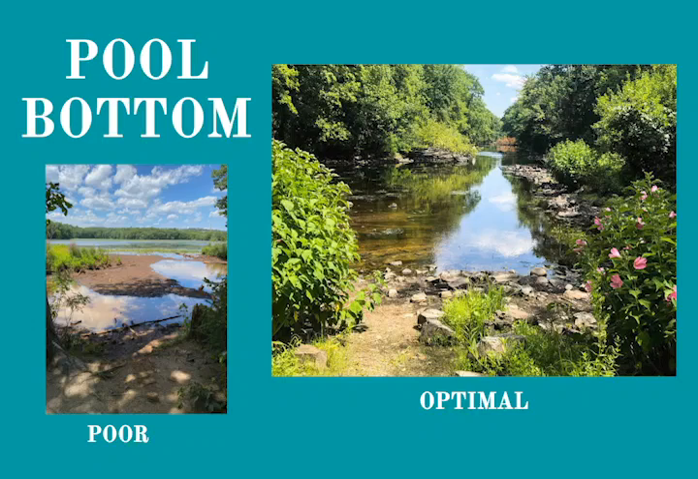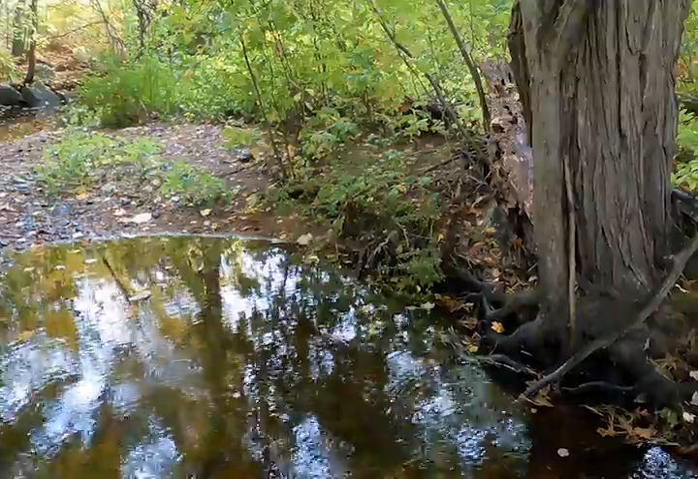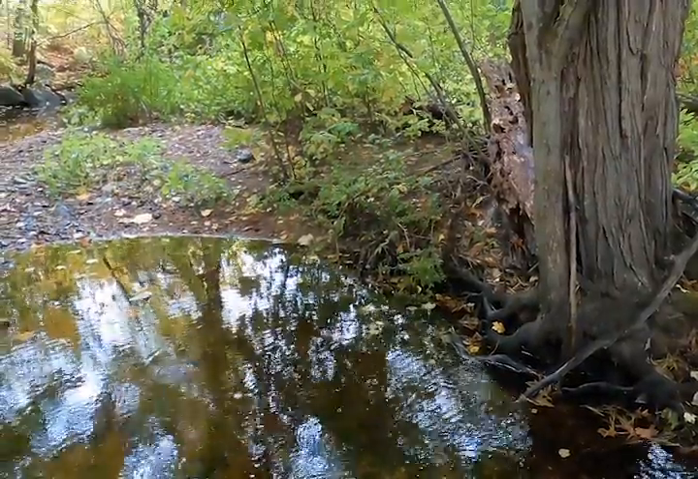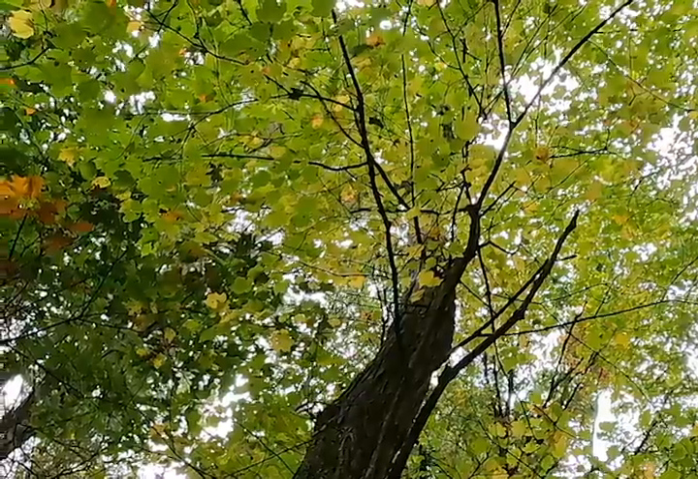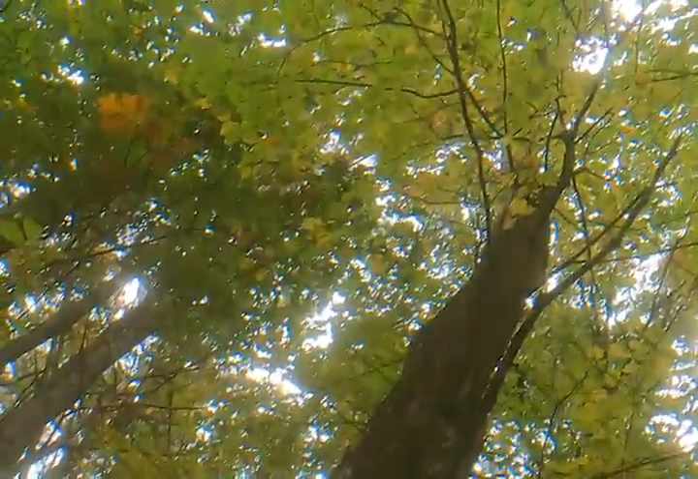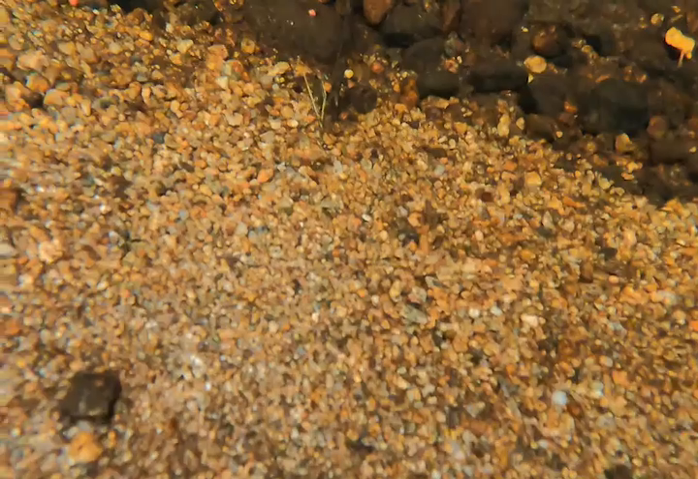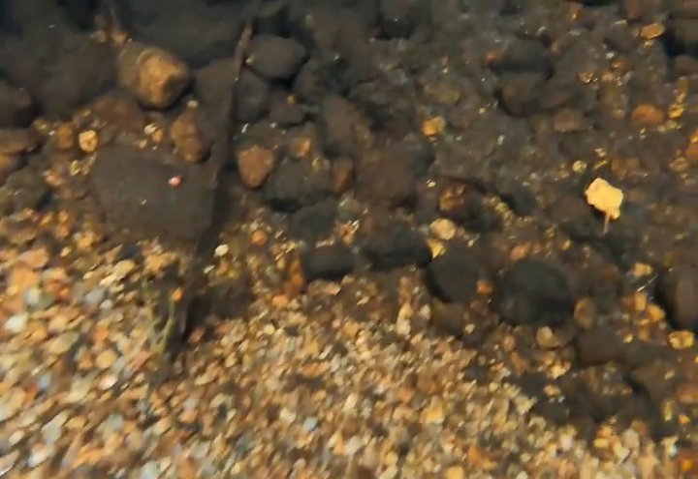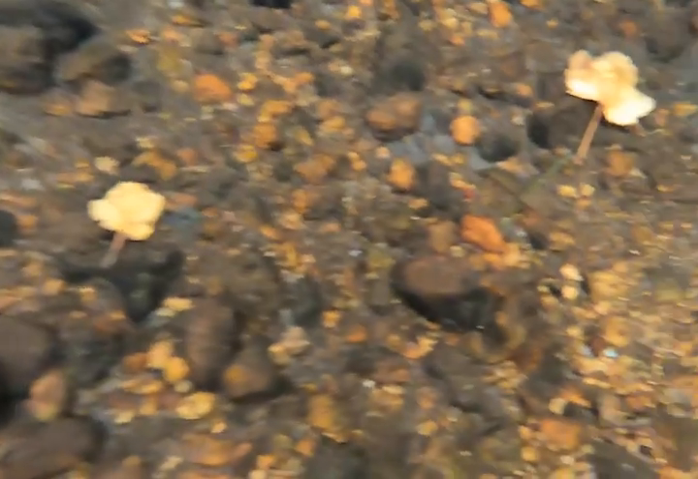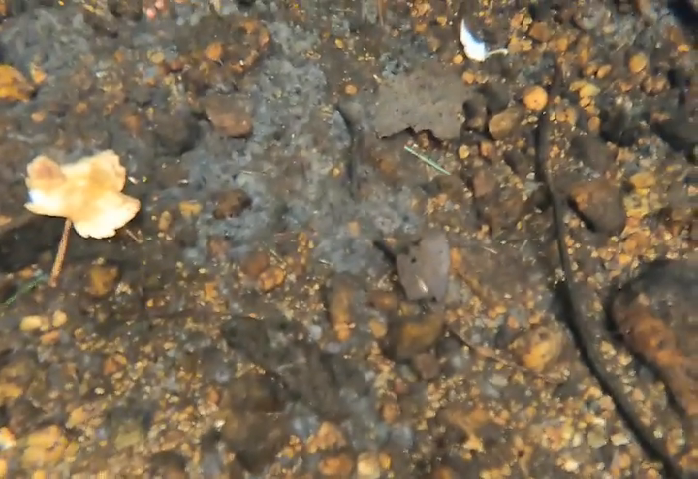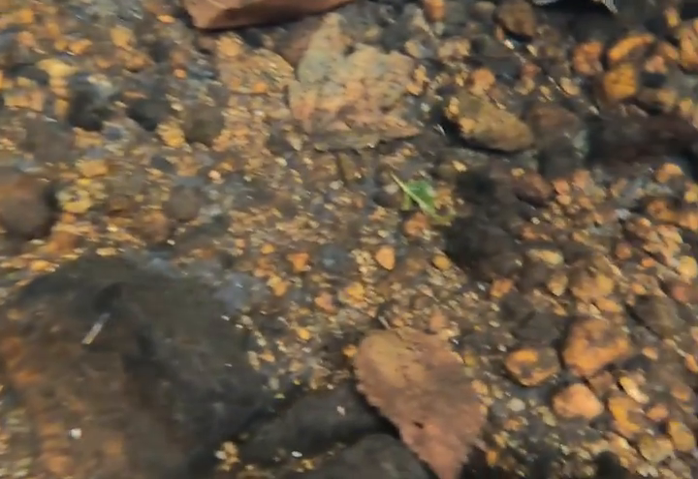The next parameter is pool bottom. Pool is a structure in the river with little or no current. Pool bottom and bottom cover sound similar, don't they? So let's go over the difference. First, bottom cover refers to the makeup of the bottom of the stream or river. Bottom cover is about whether there are stones or sand at the bottom of the river, or in other words, what makes up the bottom of the river.